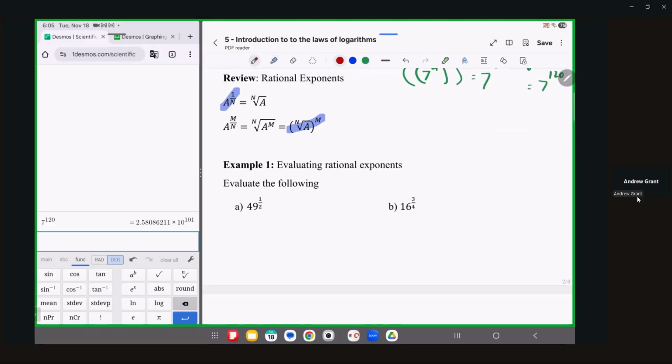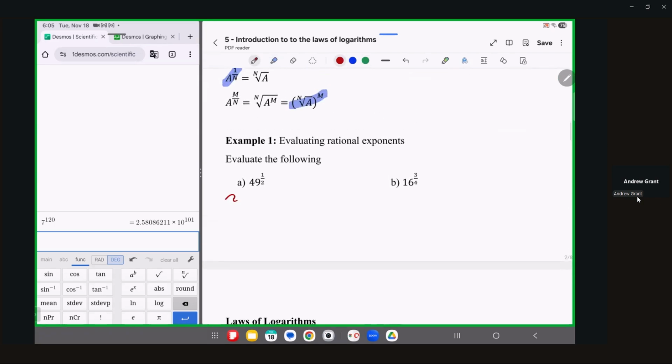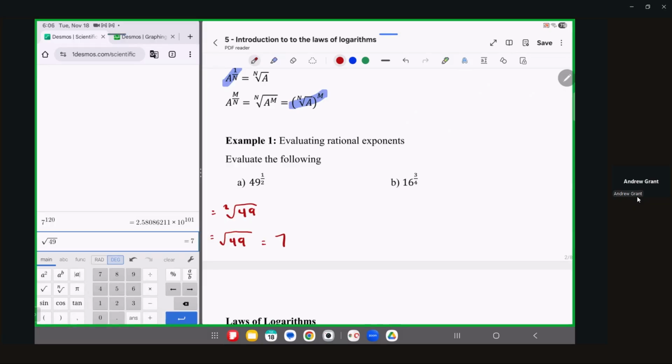Okay. The first one here is 49 to the power of 1/2. That's pretty straightforward. That's going to be the second root of 49, which is the same thing as saying the square root of 49, which is saying what number times itself gives you 49. So you can use a calculator to assist you with that, or you can conclude it's 7.